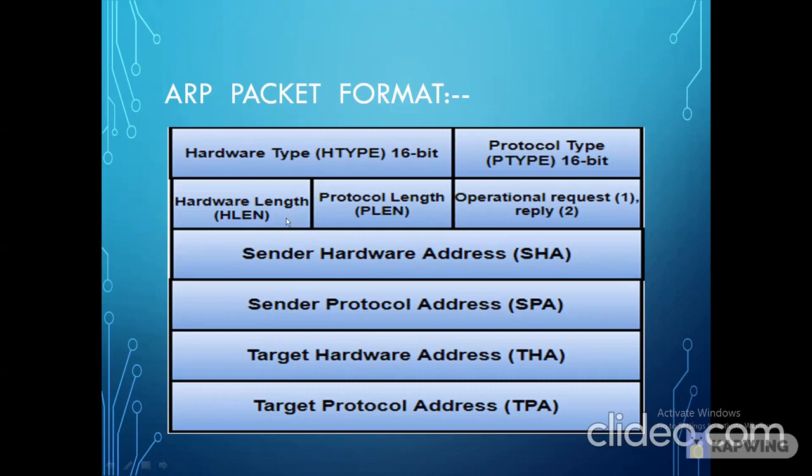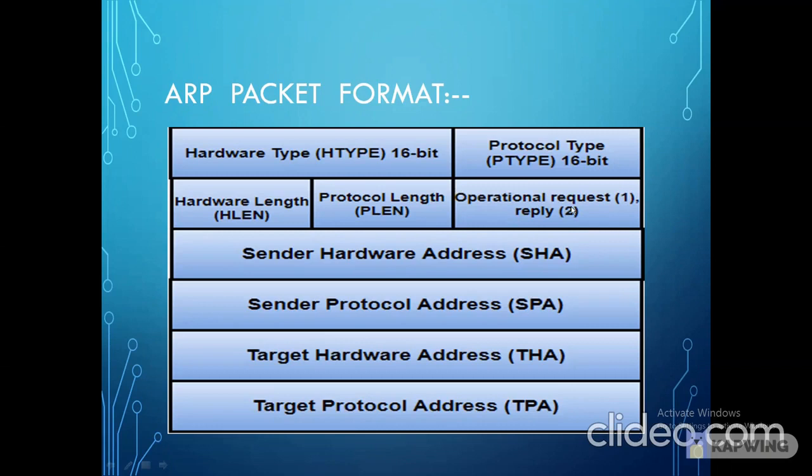Protocol length. This field is 8 bits long. It defines the length of the IP address in bytes, like IPv4 has a length of 4 and IPv6 has a length of 6. ARP operation. It is a 16-bit field that determines the type of ARP packet. There are two types of packet in ARP: ARP request and ARP reply. ARP request has operation code 1 and ARP reply has operation code 2.